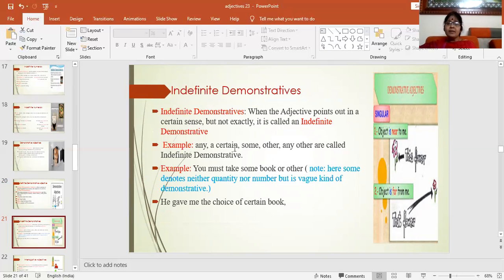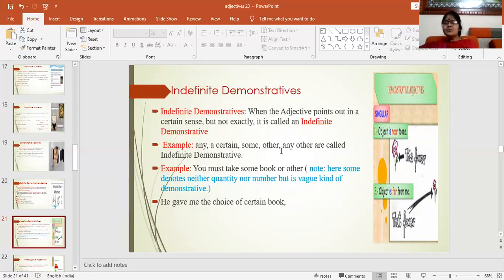Then indefinite demonstrative. When the adjective points out in a certain sense, but not exactly, it is called indefinite. For example, words like any, certain, some, other, such words are called indefinite demonstrative. You must take some book or the other, when I say that, I am not definite. I am not saying this book. I am not saying that book. I am saying you must take some book or the other.